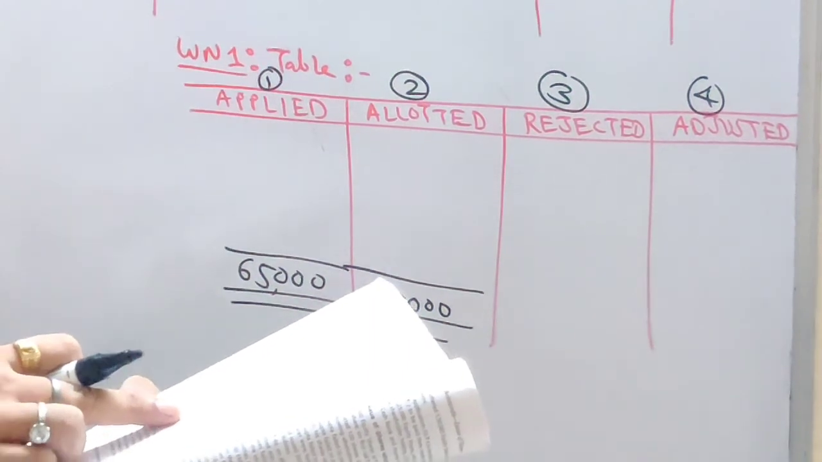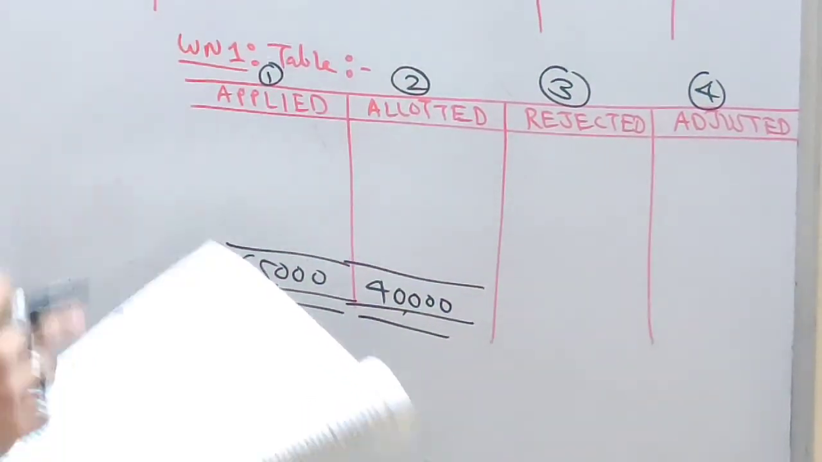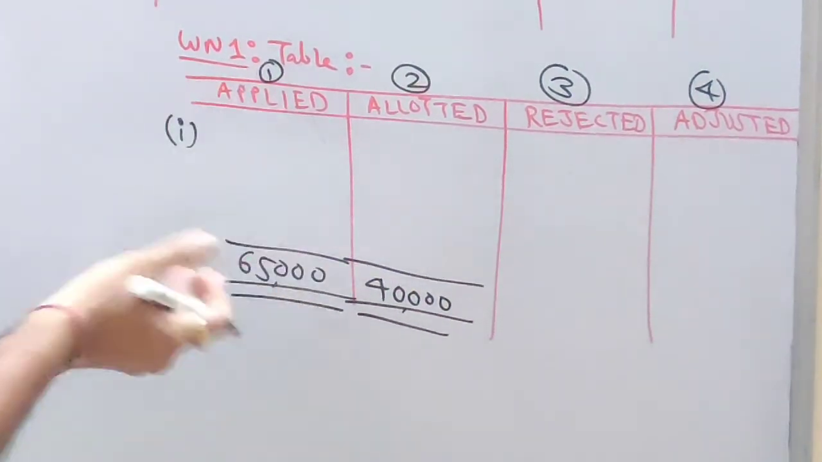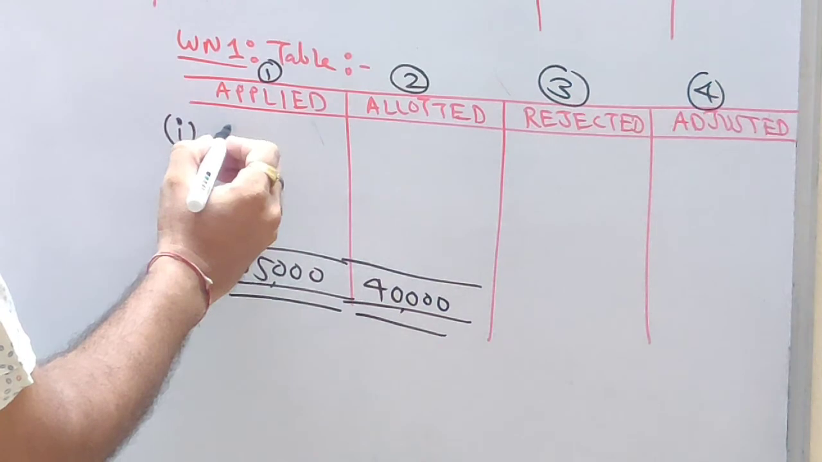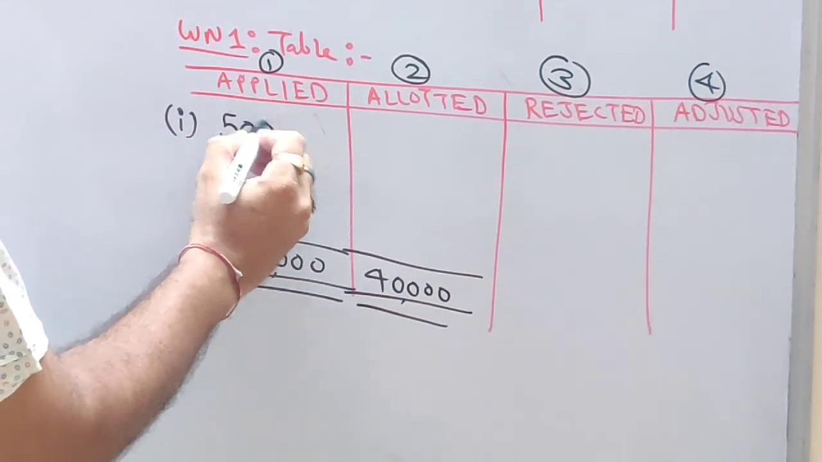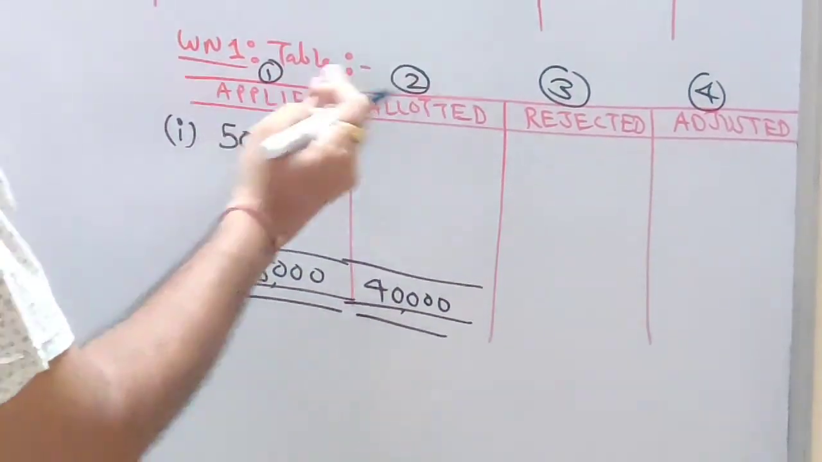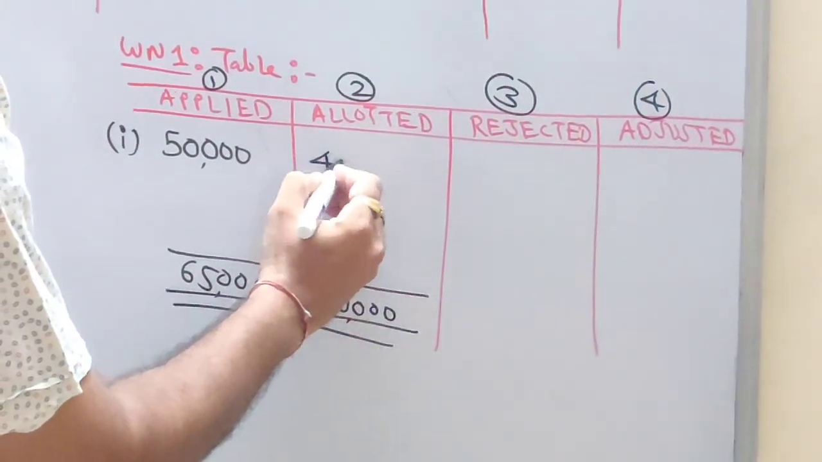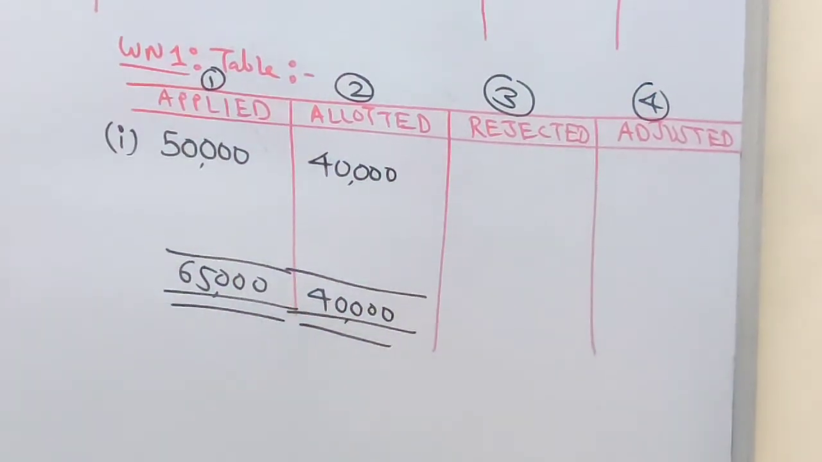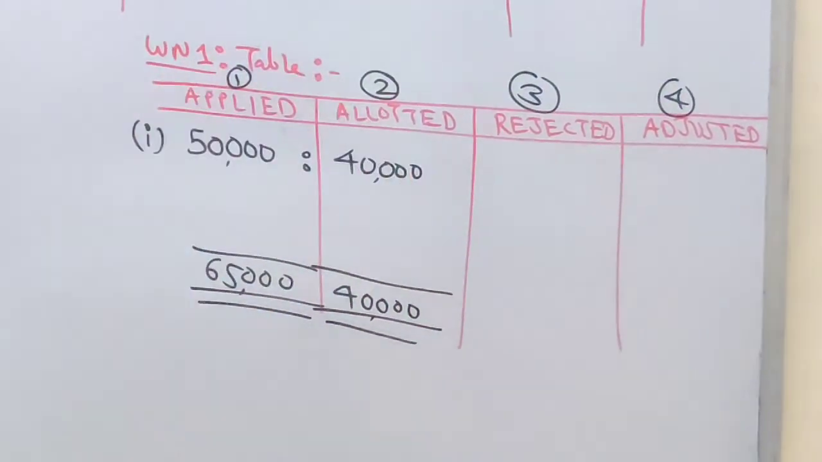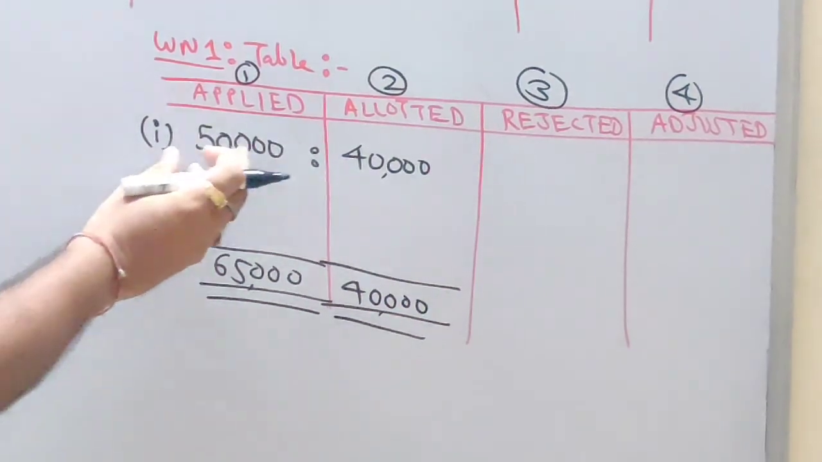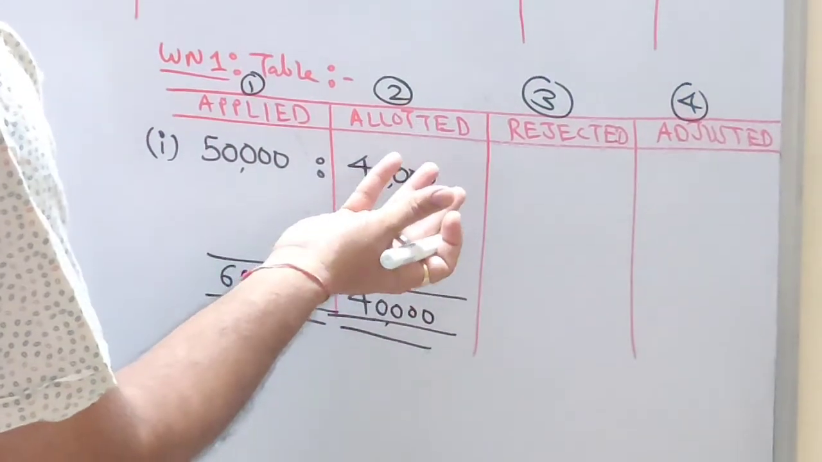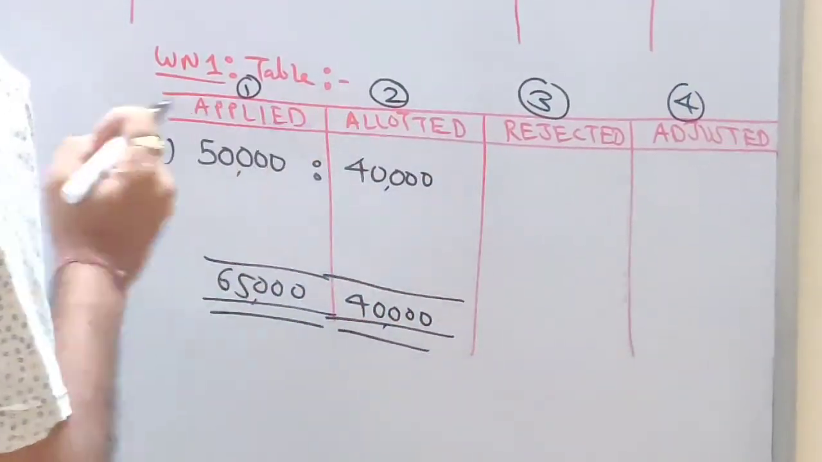Shares were allotted on a pro rata basis to the applicants of 50,000 shares. So the first category, I am writing it as pro rata. How many applications? 50,000 applications. What can you allot them at maximum? 40,000. You can't allot more than this. So this is your pro rata allotment. To the applicants of 50,000 shares, you allotted the maximum possible shares, that is 40,000.